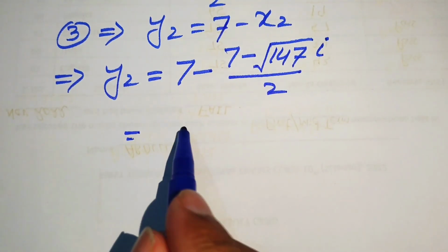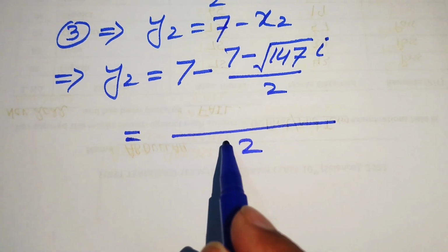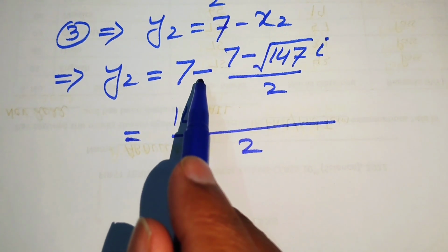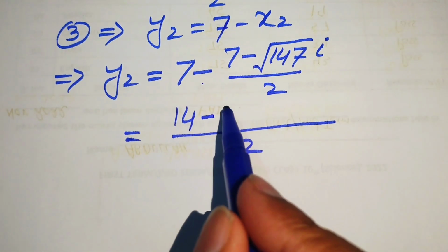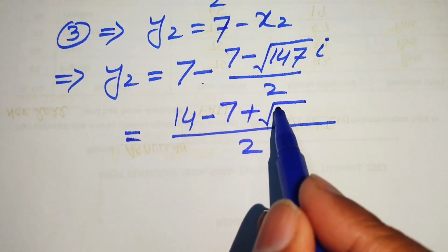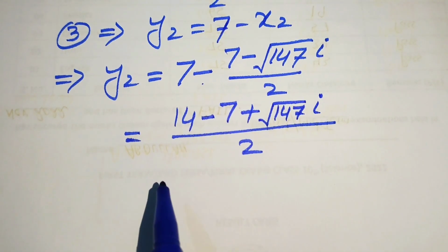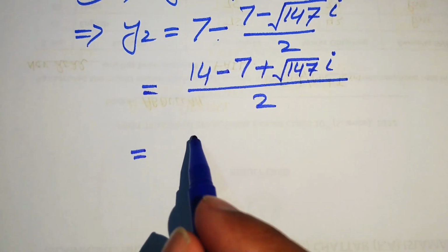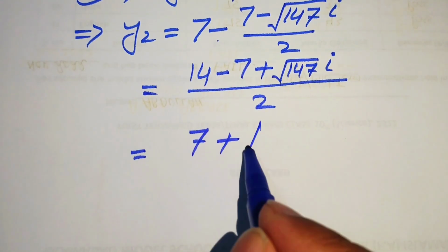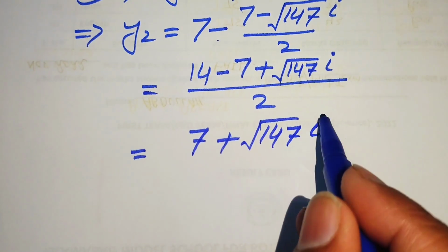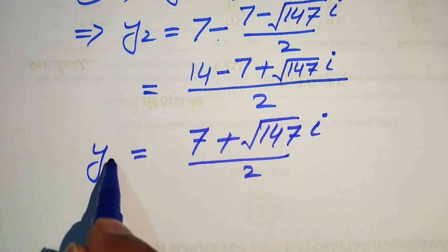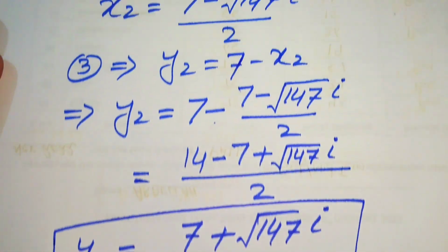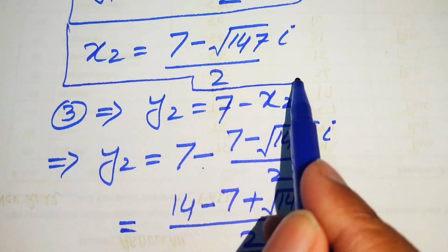Now again we need to take the LCM of these terms. Its LCM is 2, and we write 2 sevens are 14. Then again we multiply this negative sign on both of these terms, and it will be written as minus 7 plus square root of 147 into iota. When we subtract 14 minus 7, we again obtain 7 plus square root of 147 iota, divided by 2. This is the value of y2 corresponding to the value of x2.